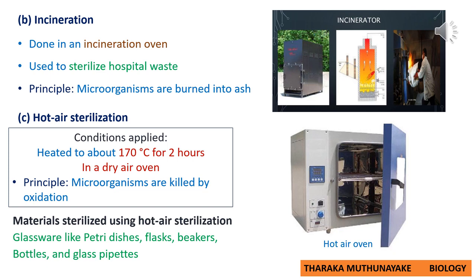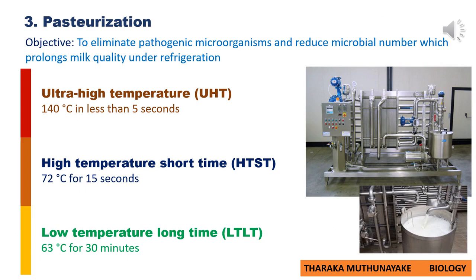Then, after covering, we can store all the prepared glasswares in an oven at a temperature of 170 degrees Celsius. Then we have to keep those glasswares for about 2 hours. Now we are moving to pasteurization.